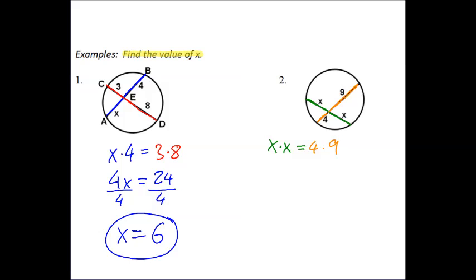So x squared is equal to 36. And now we're going to have to take the square root of both sides. The square root of x squared is x, and that is positive or negative the square root of 36. But here we are looking for the length of a chord. Does it make sense for a chord to have a negative length? It doesn't really. So the answer is x is equal to positive 6.